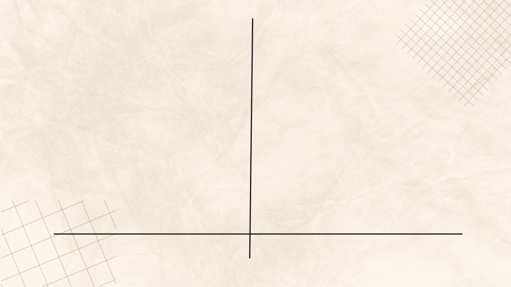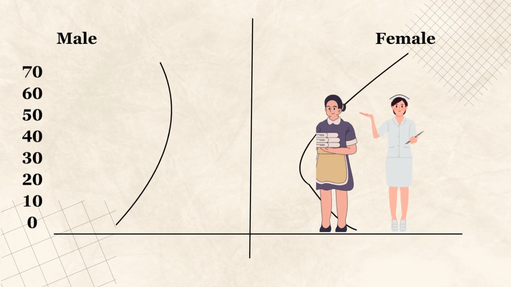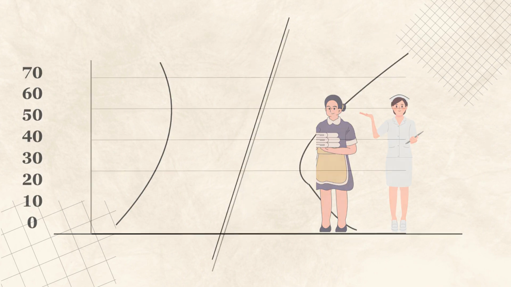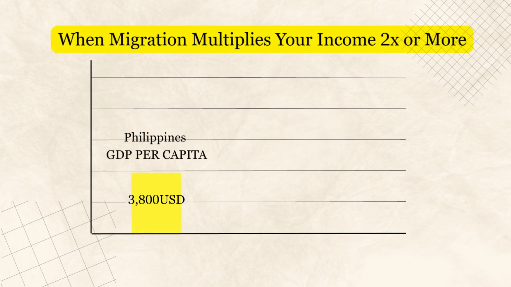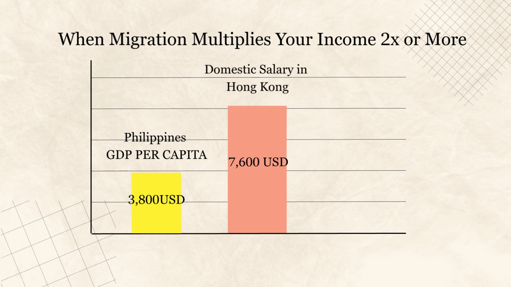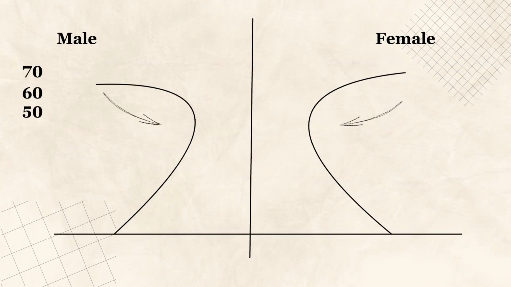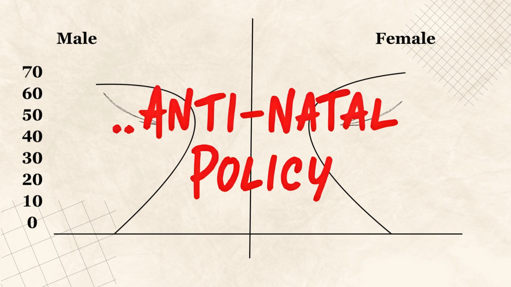A dip in the female side could point to outmigration, women leaving to work abroad. In the Philippines, the average income is about $3,800 a year. But as a domestic worker in Hong Kong, that number can double, up to $7,600. And if an entire age group is unusually small, it could be the result of anti-natalist policies or a major drop in birth rates.